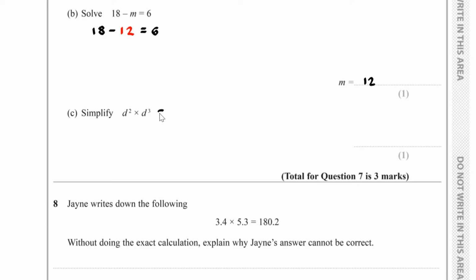For part C, we have to simplify d squared multiplied by d cubed. Well, what we would have to do here is add the powers. We have the same base and we are multiplying, so adding the powers, we have d to the power of 2 plus 3, which is the same as d to the power of 5.